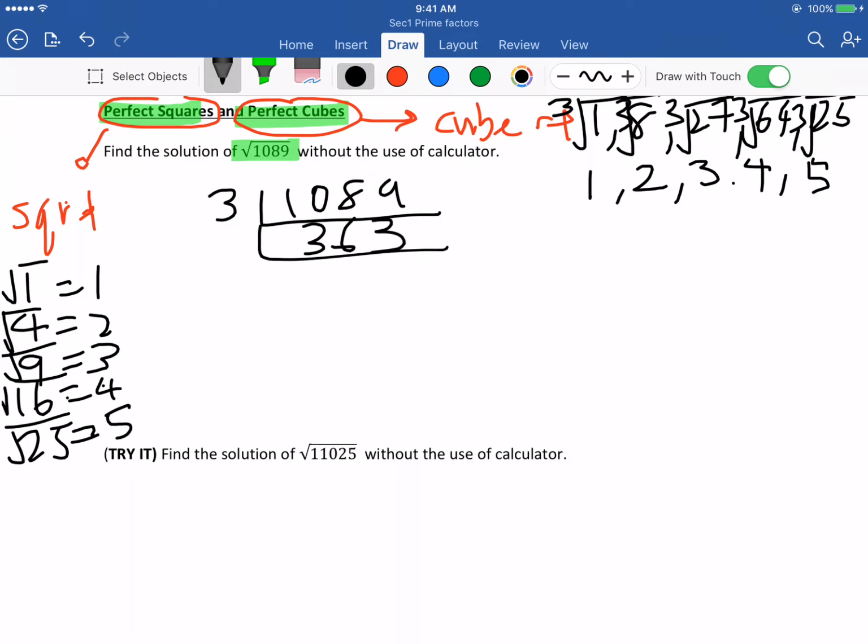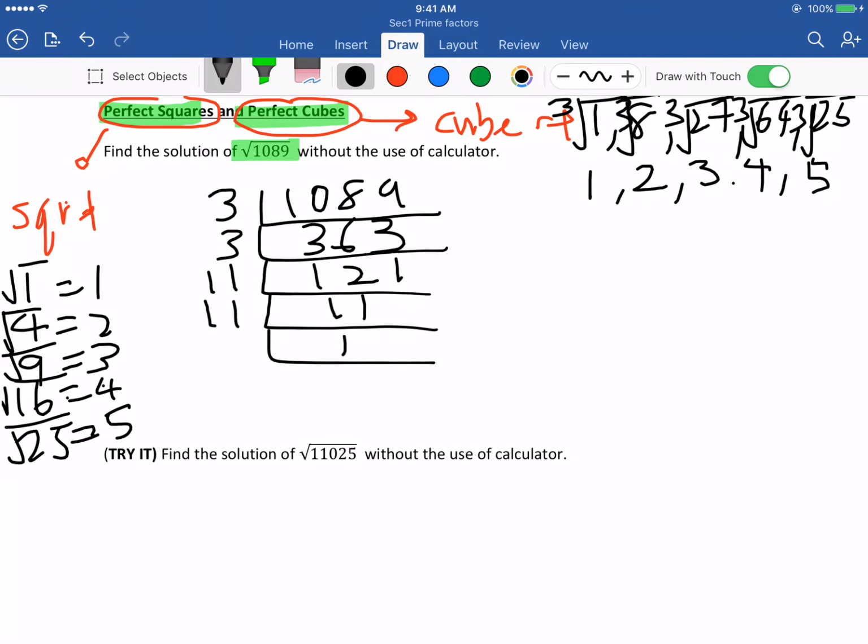363. Can you divide by 3 again? Yes. It becomes 121. Can you divide by 3? No. So the next prime number it can be divisible by is 11. 11 will be 1. So 1089 is equal to 3 squared times 11 squared.